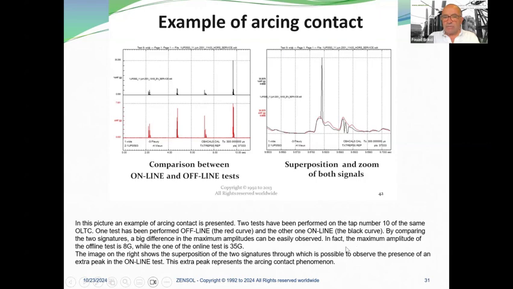In fact, the maximum amplitude of the offline test is 8G, while the one of the online test is 35G. The image on the right shows the superposition of the two signatures, through which it is possible to observe the presence of an extra peak in the online test. This extra peak represents the arcing contact phenomenon. Here you can see the offline and online are exactly the same, except at this point. So in this test, we are using the capacity of the isometer to detect arcing problems.